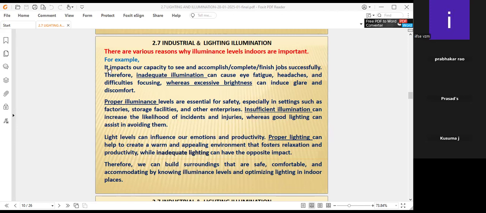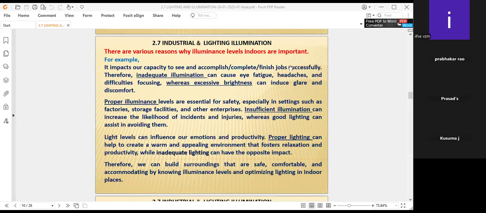For example, good lighting impacts our capacity to see and accomplish, that means complete the job, finish the job successfully. Definitely, it will have an impact on these things. What is accomplished means completing or finishing the job successfully. Successfully in the sense of reaching the target within the time.